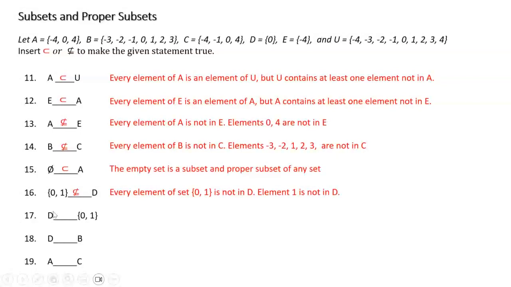Now for 17, all we did is reverse 16, right? Now D is first, and then the set with 0, 1 is second. D has the element 0. So this will be the first symbol because the 0 is in the set containing the elements 0 and 1.